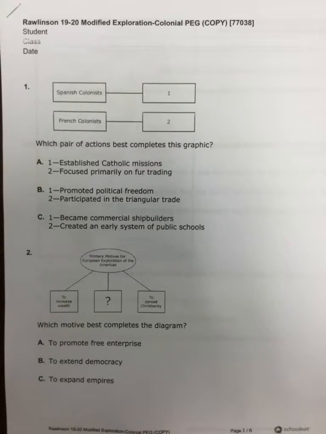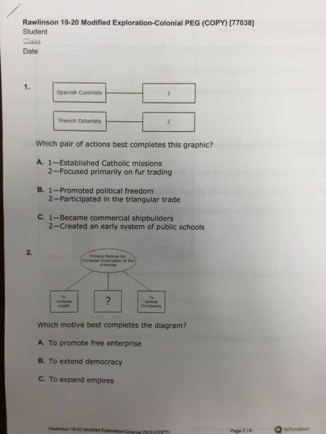Here we go. Number 1. I see that we have a graphic that says Spanish colonist and then a number 1, and then it says French colonists and a number 2. Which pair of actions best completes this graphic? So what this is saying is when we see a number 1, that would fill in the box with the number 1, and the same thing for the number 2.